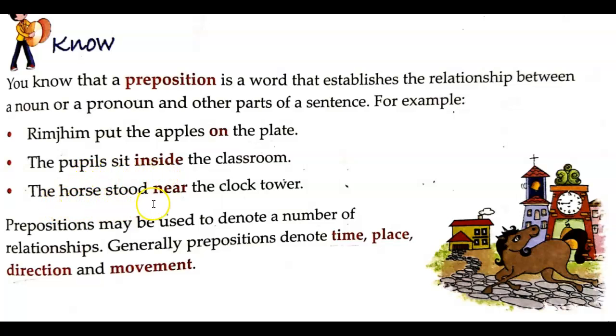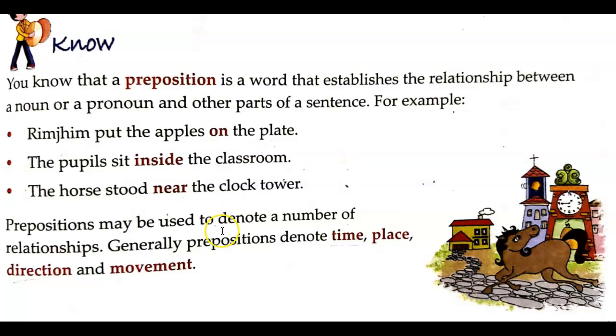The horse stood near the clock tower. So near the clock tower. Who? Horse. Where is he standing? Near the clock tower. So the position of the horse. We can learn about the position of the horse from the word near. Where is it? Near the clock tower, or we can say far away from the clock tower. So this word is the preposition. So all these words which tell us about the position of a noun or a pronoun in a sentence are said to be prepositions.